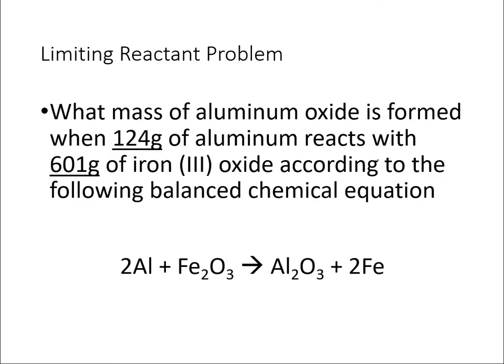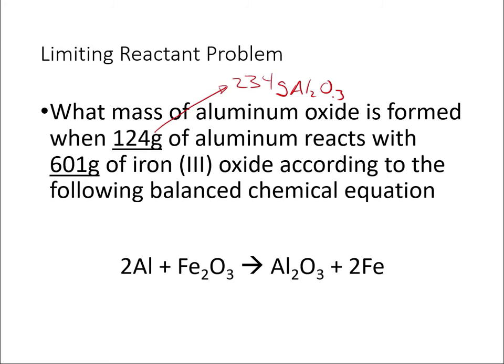So let's go back to our problem. It says, what mass of aluminum oxide is formed when 124 grams of aluminum reacts with 601 grams of iron oxide? Well, we've already done one of the 2 reactants. As part of our introductory piece, we did the 124 grams of aluminum, and we found that we could make 234 grams of aluminum oxide. So we did that one already.